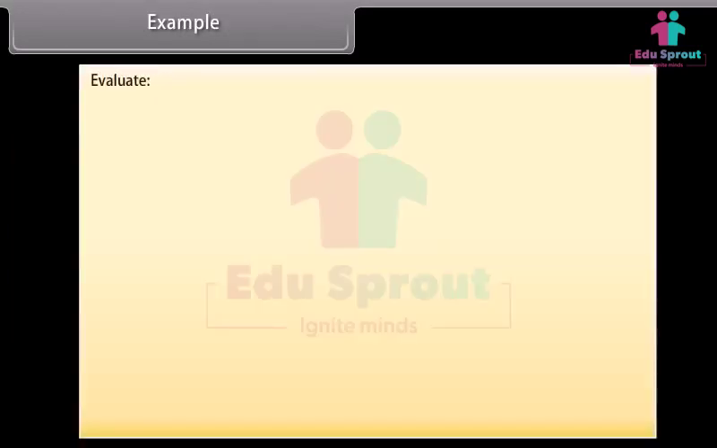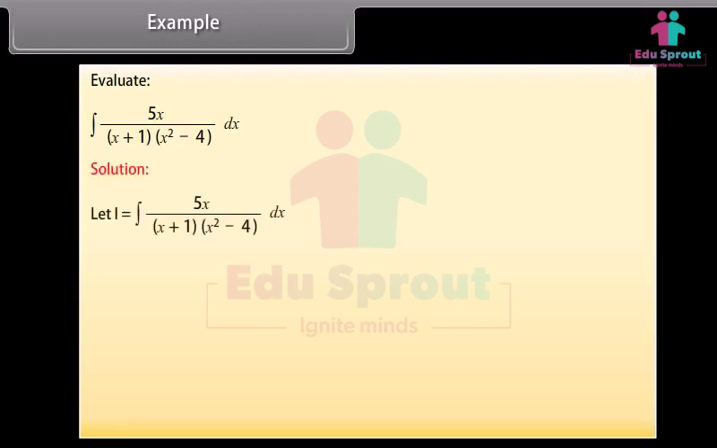Example. Evaluate the integral of 5x upon (x + 1)(x² − 4) with respect to x. Solution. Let I be equal to the integral of 5x upon (x + 1)(x² − 4) dx. It can be written as the integral of 5x upon (x + 1)(x + 2)(x − 2) dx.